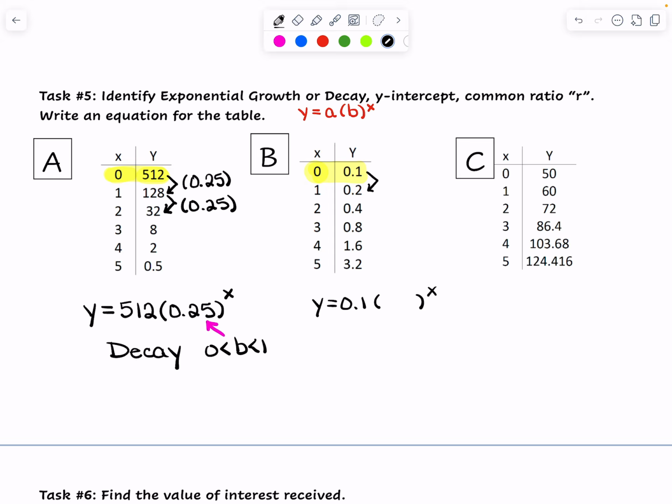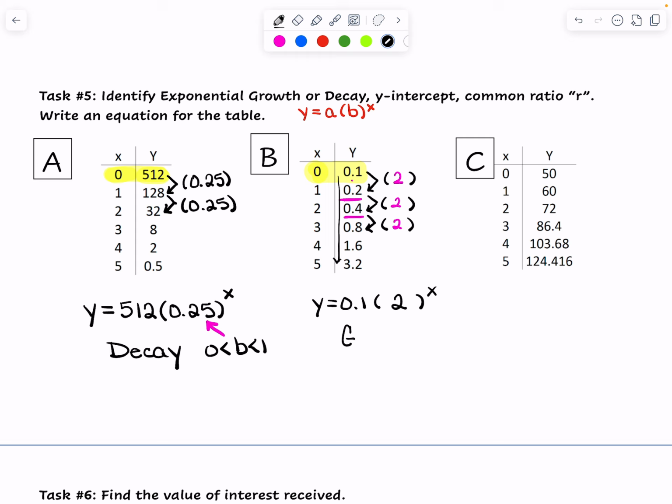What are they multiplying 0.1 by to get 0.2? What are they multiplying 0.2 by to get 0.4? What are they multiplying 0.4 by to get 0.8? Now you can use any of these y values and divide it by the previous value. So if I do 0.2 divided by 0.1, I get 2. If I do 0.4 divided by 0.2, I get 2. So my common ratio is going to be 2. All right, look at our y values. Are the y values getting bigger as they go on, or are they getting smaller? Well, they're getting bigger.